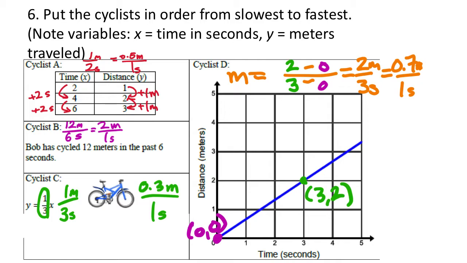So the slowest one that I see is cyclist C. The next slowest is 0.5 meters, that's cyclist A. The next slowest is cyclist D at 0.7 meters per second. And yeah, cyclist B is going much faster, more than twice as fast as any of the other three cyclists. So these are listed from slowest to fastest: C, A, D, B.